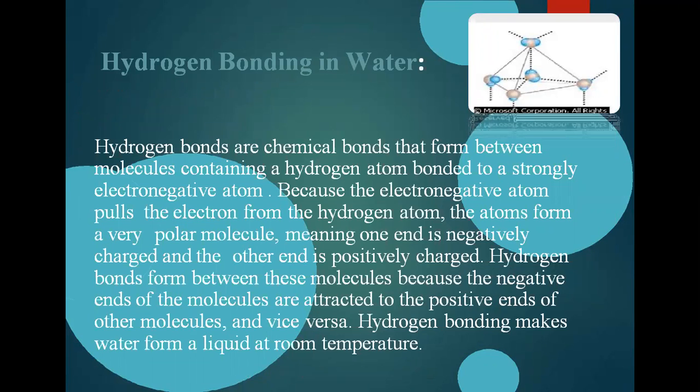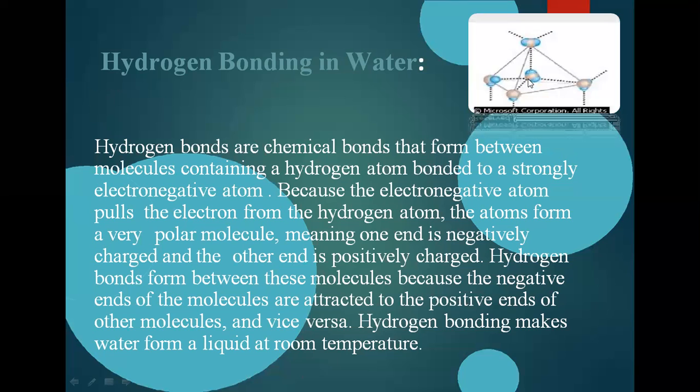Now, hydrogen bonding in water. Hydrogen bonds are chemical bonds that form between molecules containing a hydrogen atom bonded to a strongly electronegative atom, because the electronegative atom pulls the electron from the hydrogen atom, and the molecule becomes very polar, meaning one end is negatively charged and the other end is positively charged. Hydrogen bonds form between these molecules because the negative end of one molecule is attracted to the positive end of the other molecule, or vice versa.